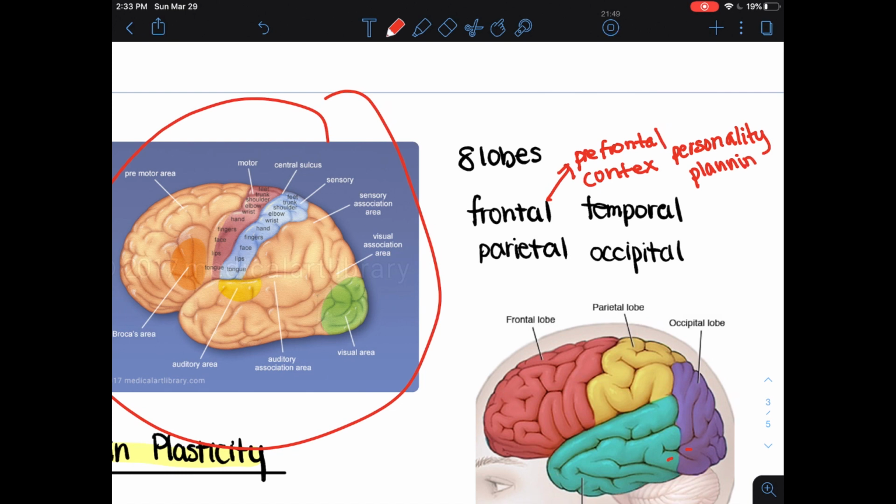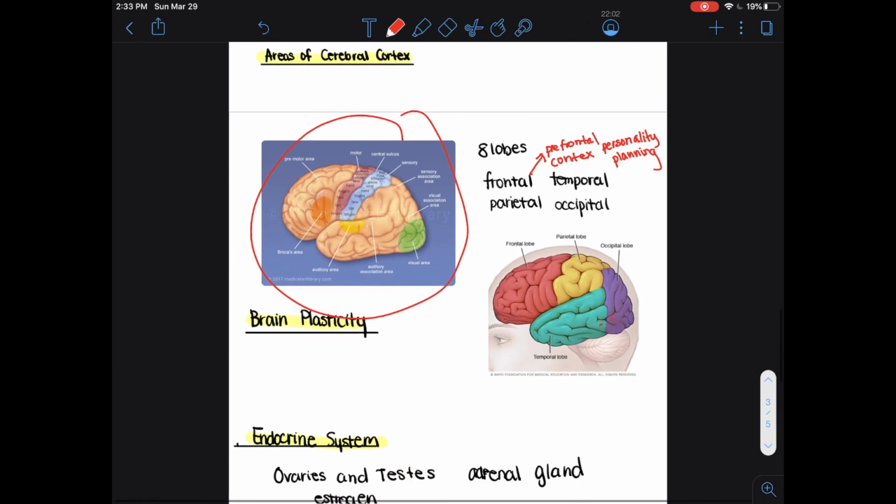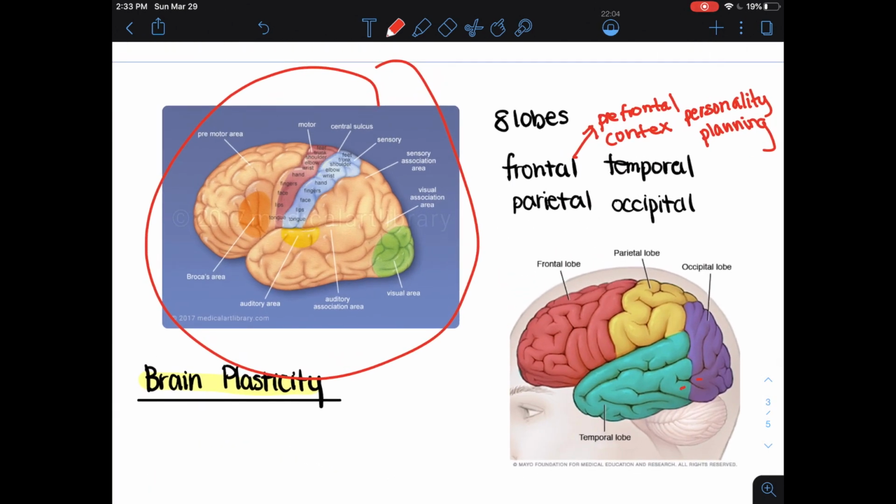So just remember the 2 P's: personality, planning, frontal lobe. And in your left hemisphere, you have one or more special areas that are responsible for language processing. You have firstly your Broca's area, which is right here. This area is in the frontal lobe and is responsible for controlling muscles used for speech.